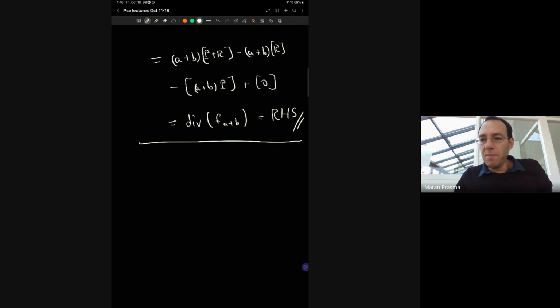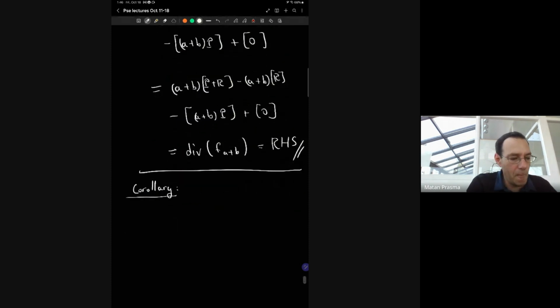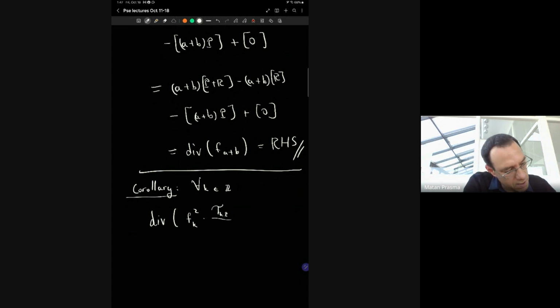Okay, so now the next lemma. Or maybe corollary. Yeah, this is a corollary. The divisor of f_k squared times the tangent line at kP, this is for any k, the tangent line at kP divided by the vertical line at 2kP, is equal to the divisor of f_2k.